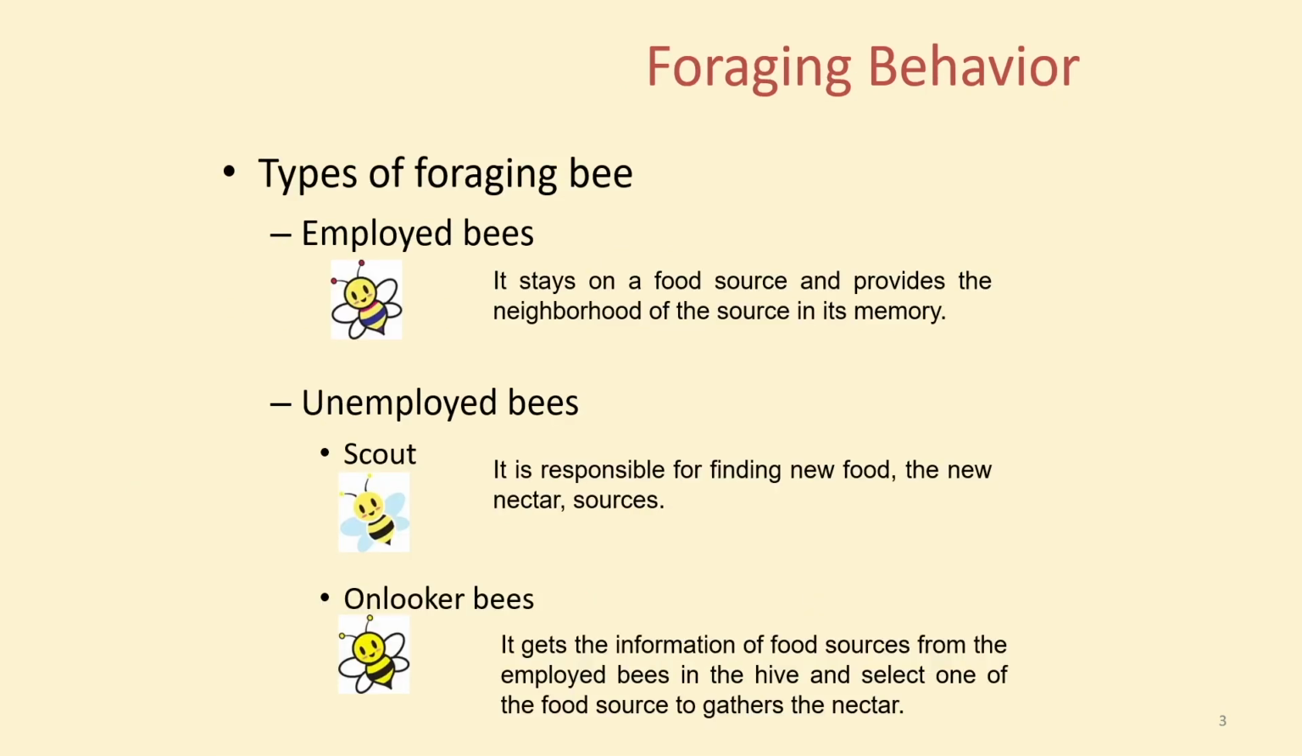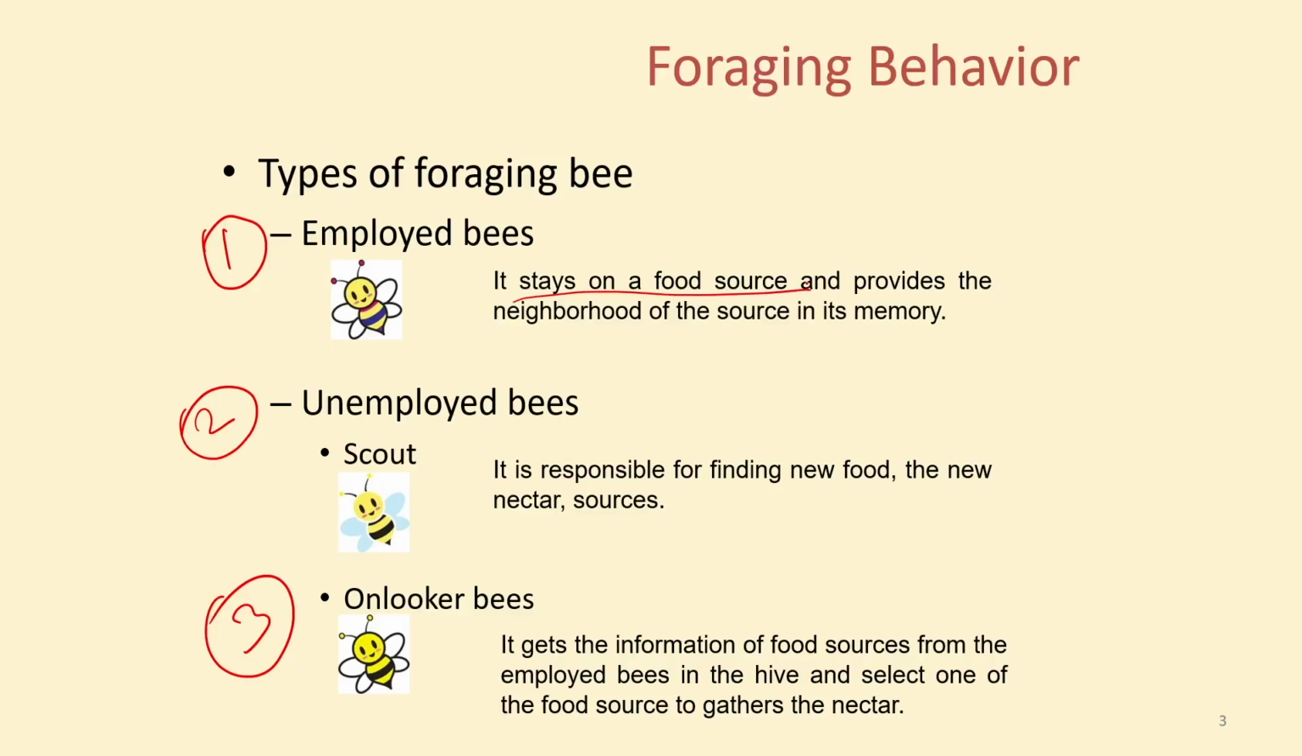So, the foraging behavior. With respect to the foraging nature of bees, we may treat the entire bee group as three different kinds of bees. Apart from the queen bee and others, we may group the bees meant for collecting honey from flowers, that is foraging. We may treat that as three kinds of bees: employed bee, unemployed bee, onlooker bee.